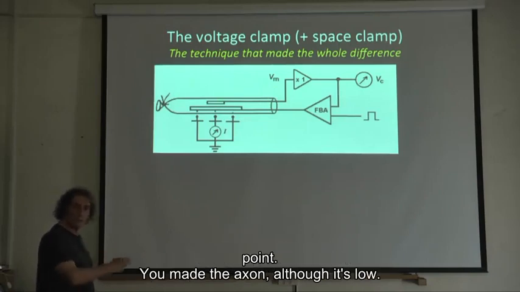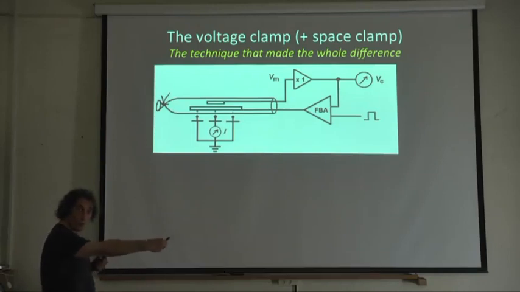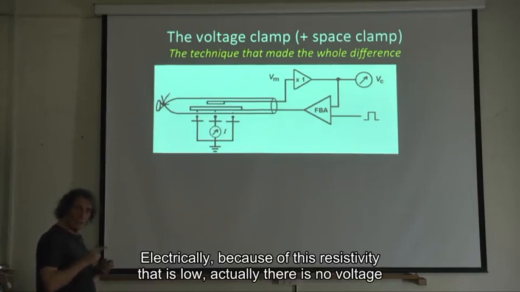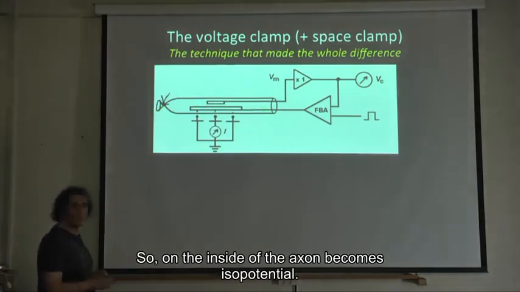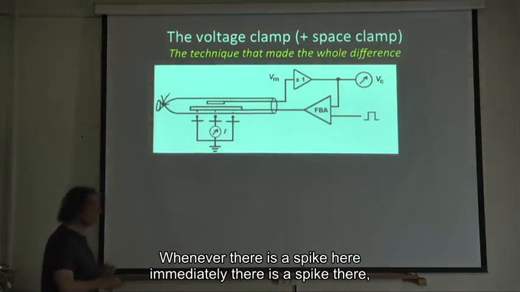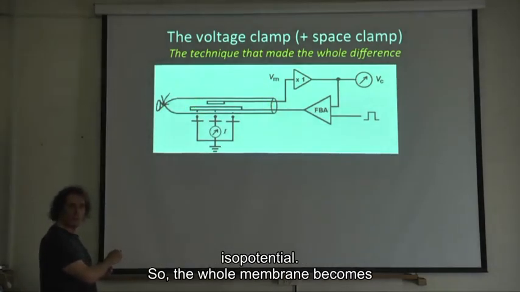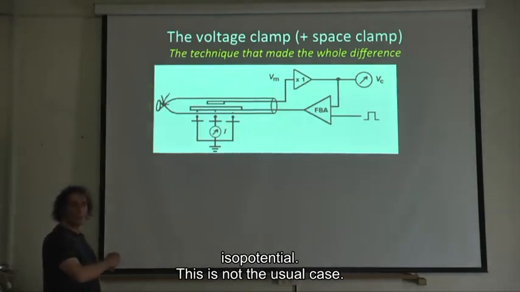You made the axon, although it's long, electrically, because of this resistivity that is low axially, there is no voltage drop between this point and this point and this point and this point. So all the inside of the axon becomes isopotential. Whenever there is a spike here, immediately there is a spike there, isopotential. So the whole membrane becomes isopotential. This is not the usual case.